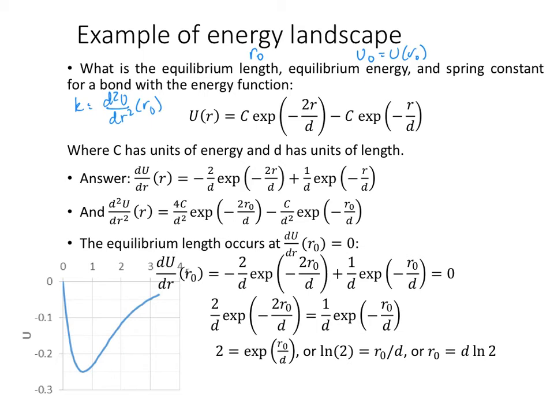So this is simply mathematical manipulation given a specific bond energy function. And in this case, we're given this energy function here, and we can see down here where this is plotted. We're plotting R divided by D, which is a parameter of the bond, and U divided by C. So in this energy function, C has units of energy and D has units of length.